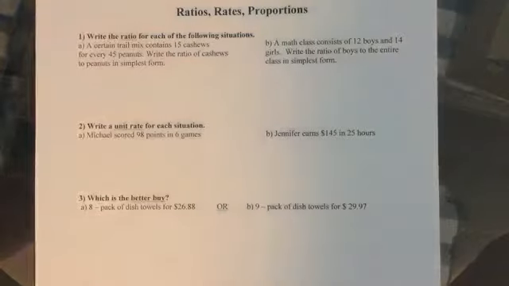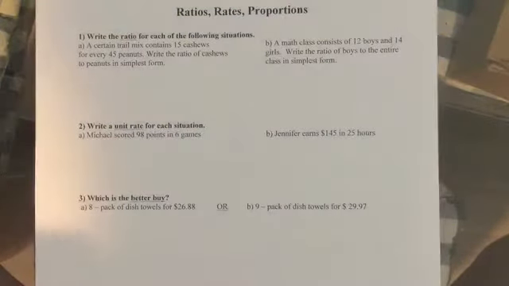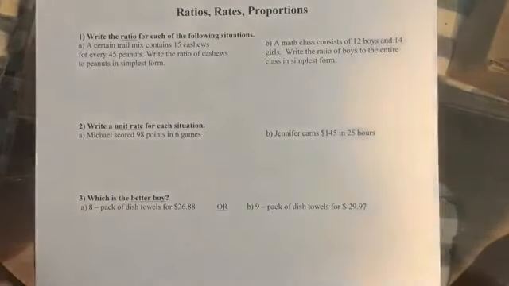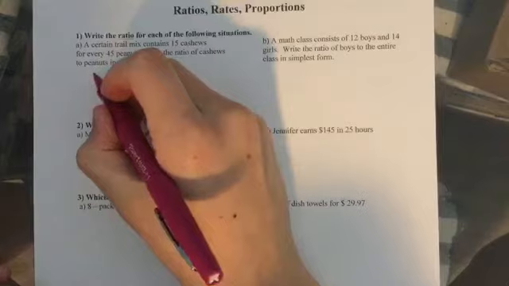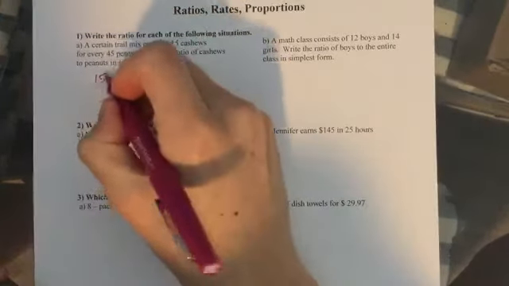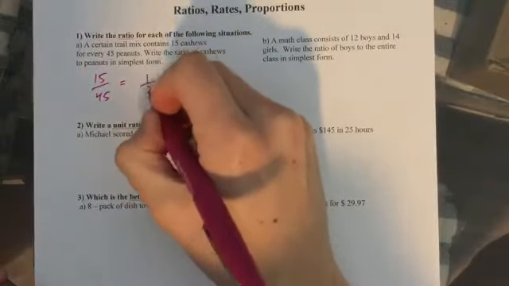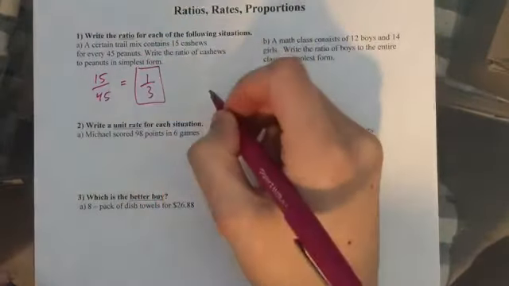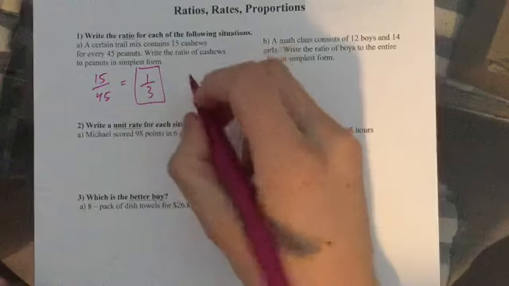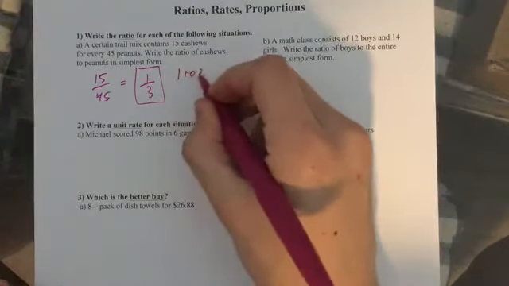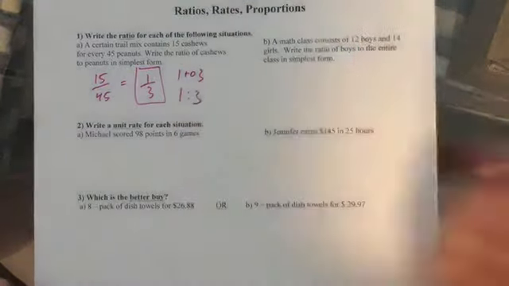On pages 10 and 11, we're going to do some ratio, rates, proportions review today. A certain trail mix contains 15 cashews for every 45 peanuts. What is the ratio of cashews to peanuts in simplest form? So we're going to do 15 over 45, which reduces to 1 to 3. And remember, we can write that a variety of ways. We can do it with the fraction notation, we can do the words notation, or we could do the odds notation.